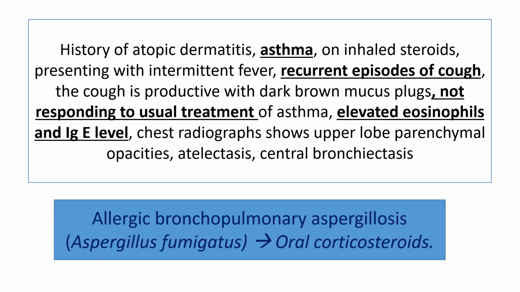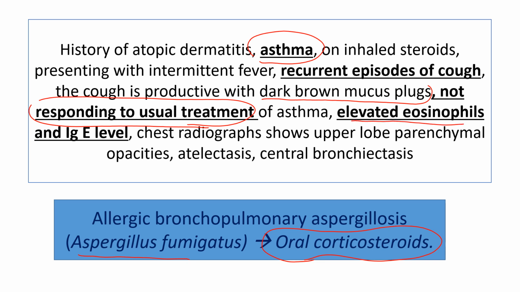Allergic bronchopulmonary aspergillosis caused by Aspergillus fumigatus, and the treatment is oral corticosteroids. This condition will not respond to inhaled steroids. Keywords here to look for in the exam and in real life: history of asthma, recurrent episodes of cough, and the cough is productive with dark brown mucus plugs, not responding to usual treatment. This is very important and is a red flag for an underlying condition, not the asthma itself. Elevated eosinophils and elevated IgE level. This is really important to know.